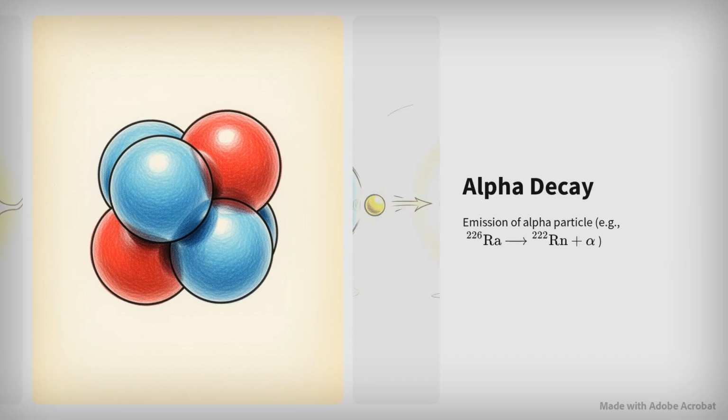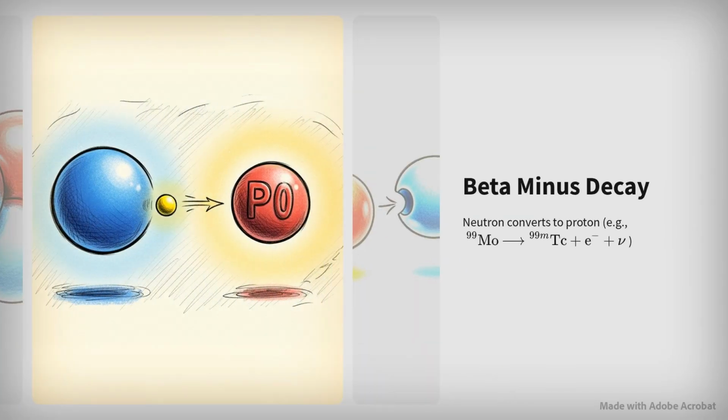Alpha decay involves the emission of an alpha particle, as seen in the example where radium-226 decays to radon-222 plus an alpha particle. Beta-minus decay occurs when a neutron converts to a proton, producing an electron and a neutrino, as in molybdenum-99 decaying to technetium-99m.